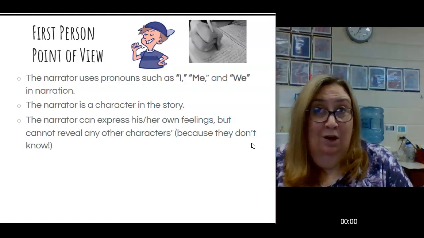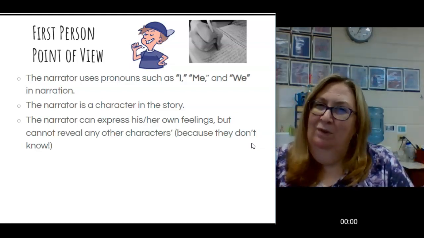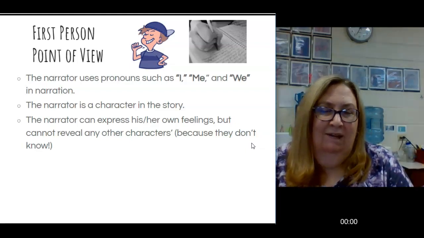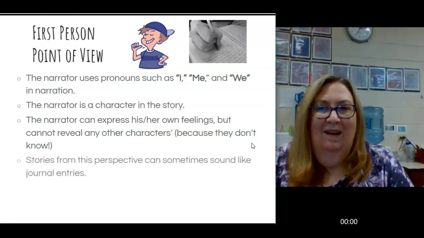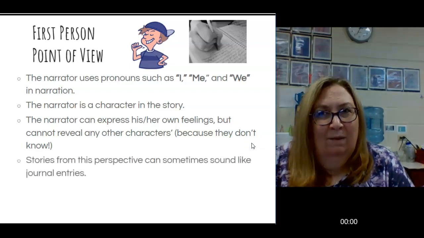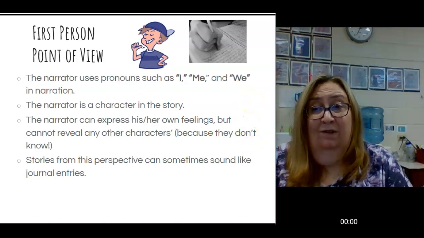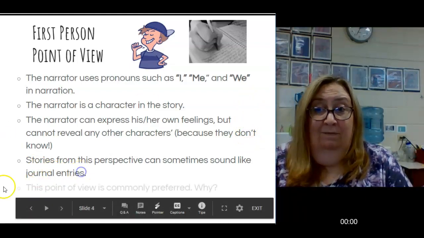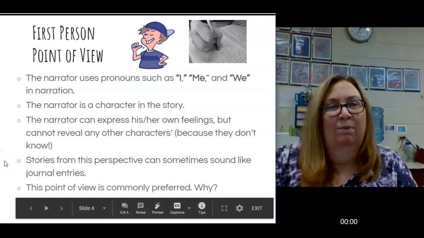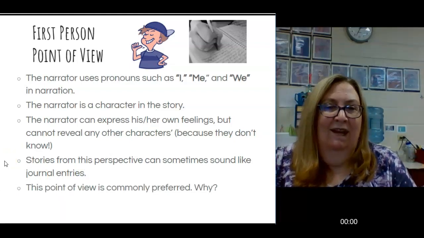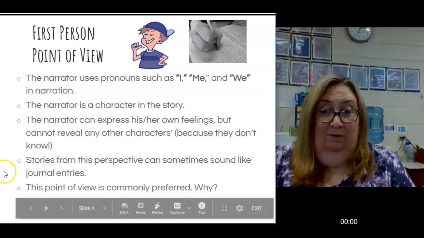The narrator knows and can express their own thoughts or feelings, but they don't know the thoughts and feelings of other characters because they don't have like ESP to be able to figure that out. Stories from first person point of view can sound like journal entries because it's something that actually happened to the speaker. This point of view is commonly preferred because it feels personal and it feels like you're making a connection with the speaker or with the writer.